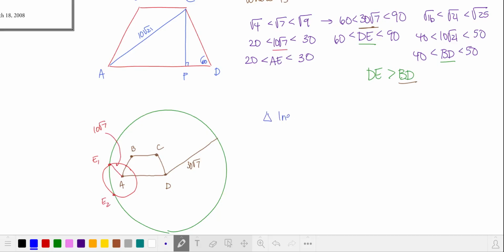By triangle inequality, we have that this distance from D to E is also less than or equal to the sum of these two other sides. And we'll fill in the side lengths that we know and solve for AD.